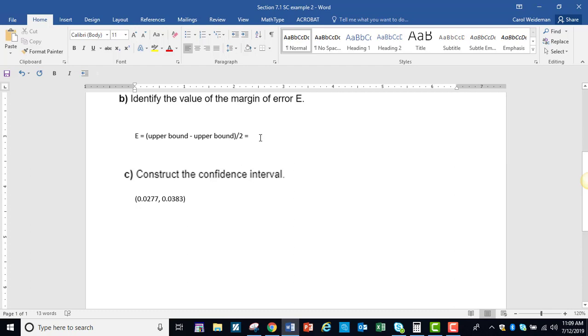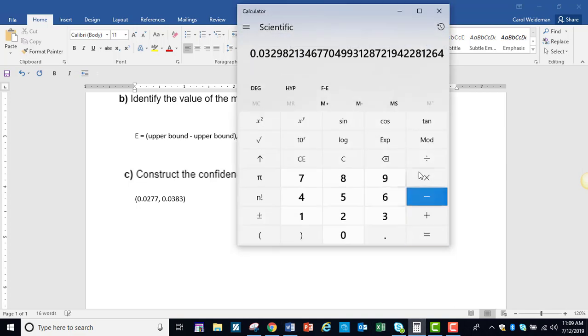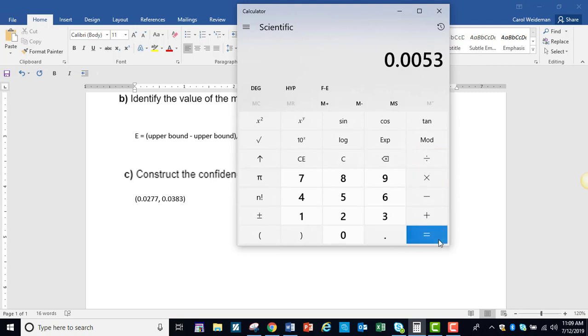But for part B, what I want to do now is take the upper bound, 0.0383, subtract the lower bound, 0.0277, and divide by 2. And if I take my calculator, 0.0383, subtract 0.0277, and divide by 2. And so I get a margin of error of 0.0053.